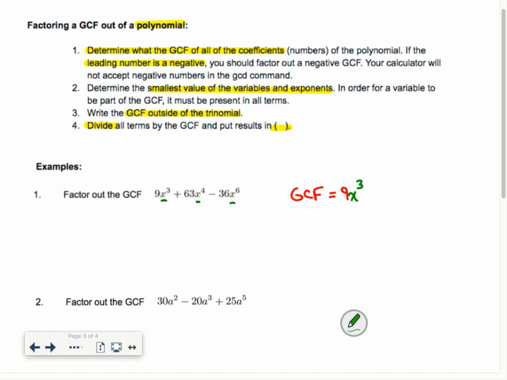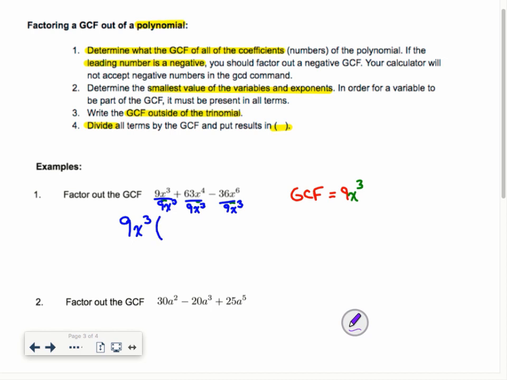Now I need to write the GCF outside of the trinomial. So what I mean by that is you're going to type 9x cubed here. Now I have to divide all those terms. So I'm going to divide this by 9x cubed, this by 9x cubed, and this by 9x cubed. And so I put the results in a parenthesis.